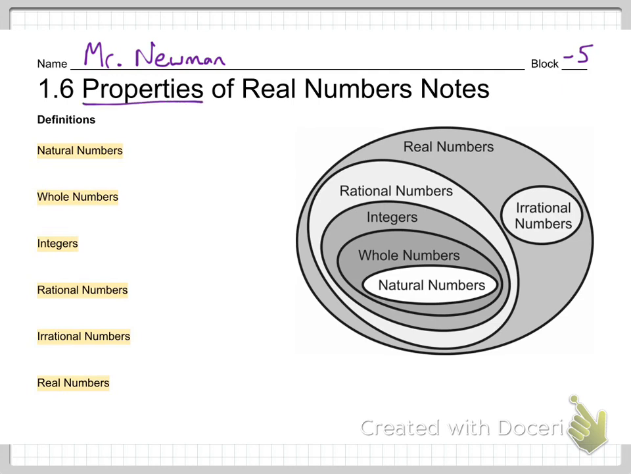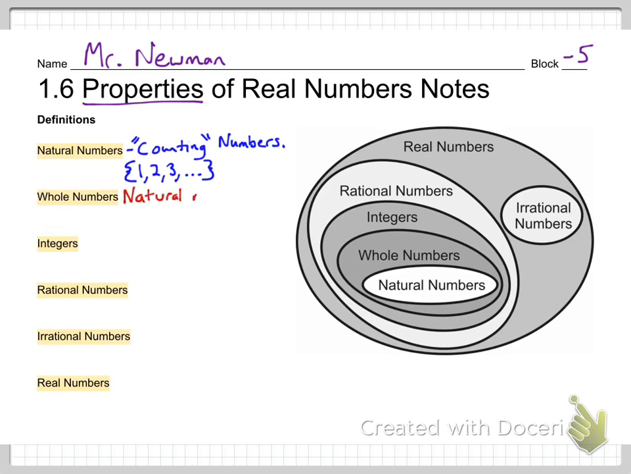Basically, there are 6 overall categories of real numbers. The first one is natural numbers. You might call these counting numbers. They're 1, 2, 3, 4, 5, 6. Any positive number that doesn't have a decimal or a fraction in it is a counting number, and we call those the natural numbers.